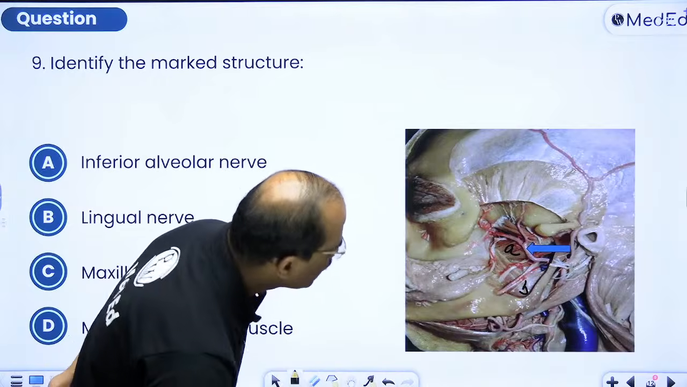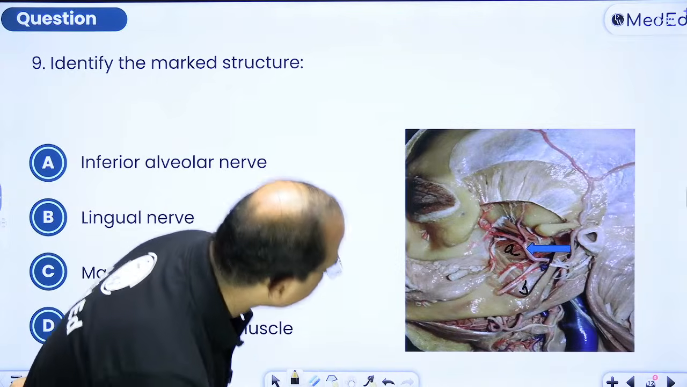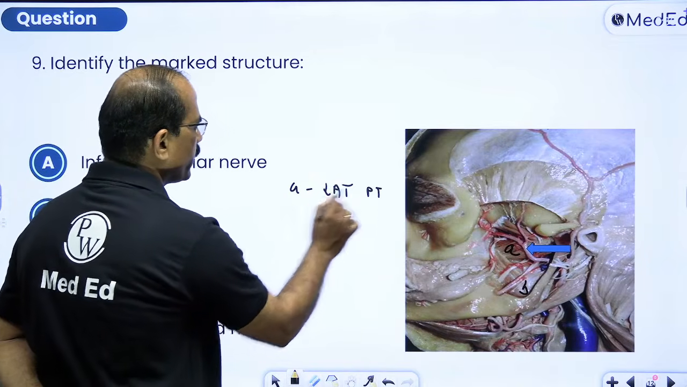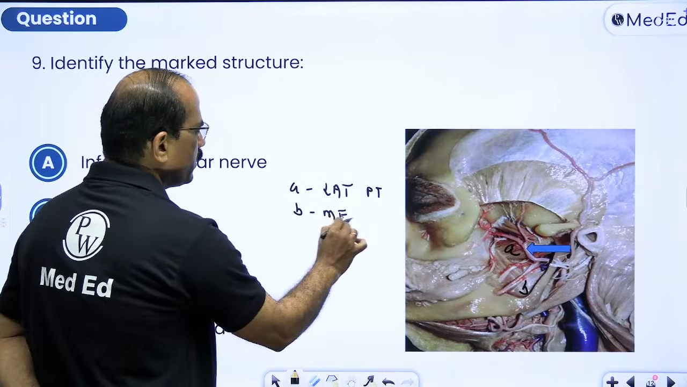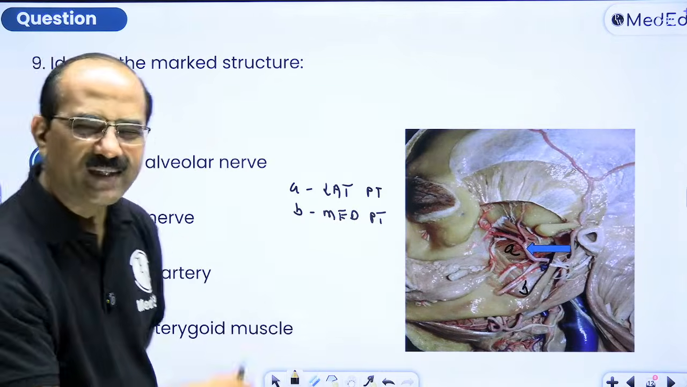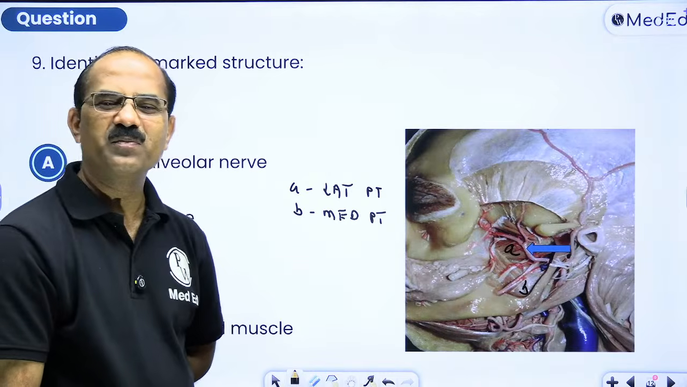Chalo, answer that. What is that A muscle? A is the lateral pterygoid. A kaun hai? Lateral pterygoid. B is the medial pterygoid. B is the medial pterygoid. Fine. What is that pointed structure? Chalo, bol sakte ho. What is that pointed structure?